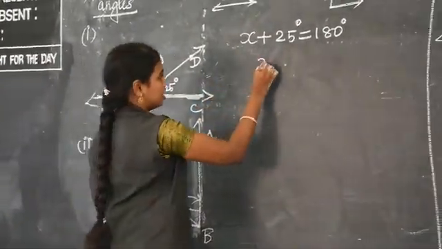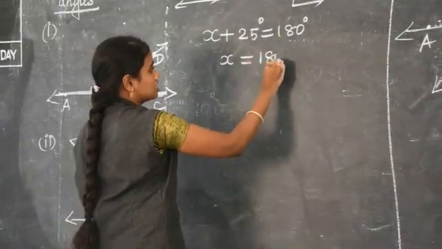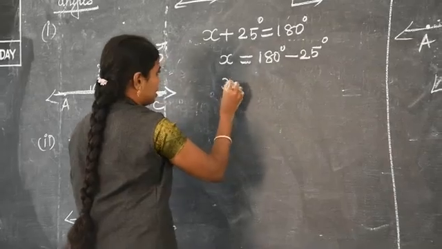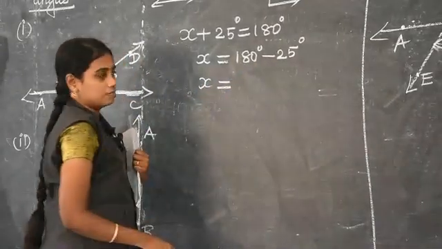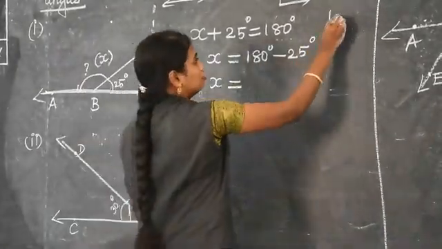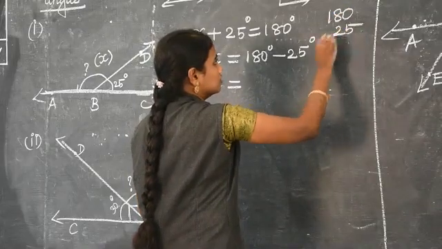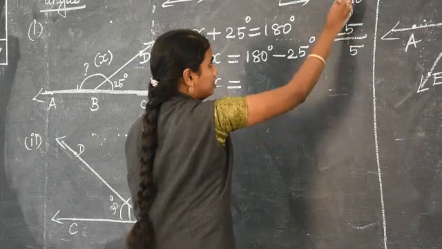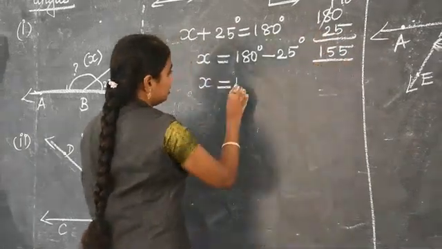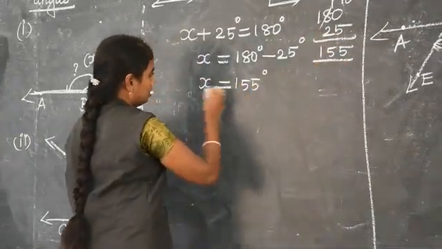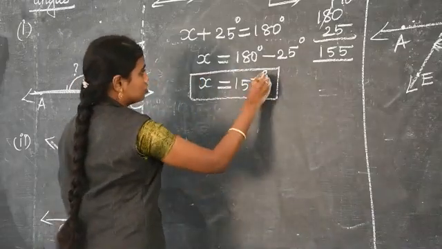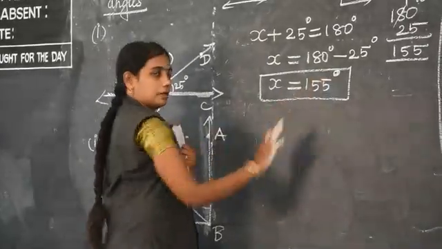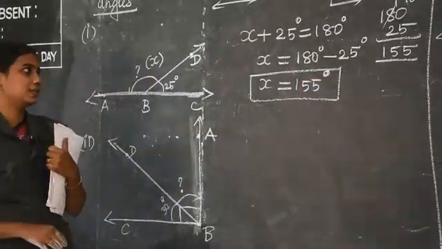Now we are going to find the x. 180, this plus 25 will come this side as minus 25. So x equals 180 minus 25. Go for the subtraction. 10 minus 5, 5, 155 degrees. The degree symbol is important, so you have to put the degree. Don't forget this, above the number, like 0.